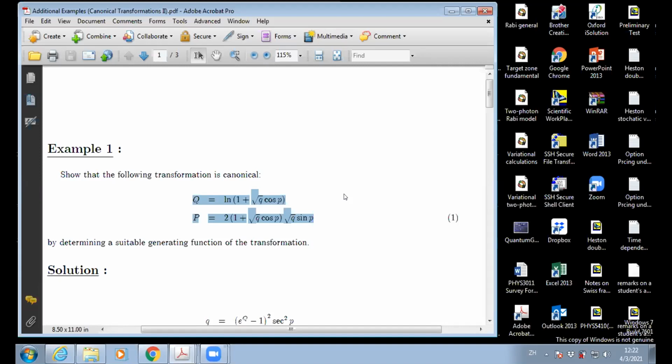All right, in lecture 19, why do we define type 2 generating functions as such? Why is there a QP term? This is the question from Wang Hunzhen.